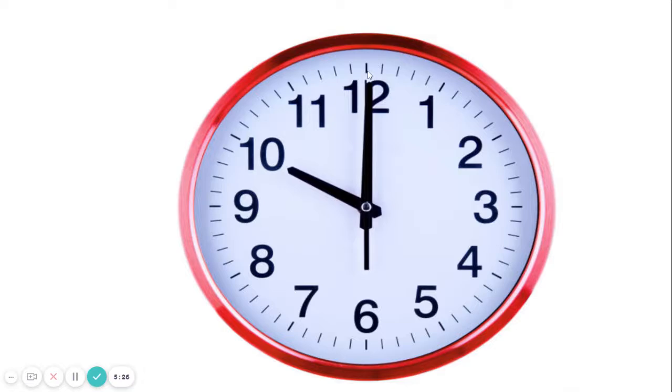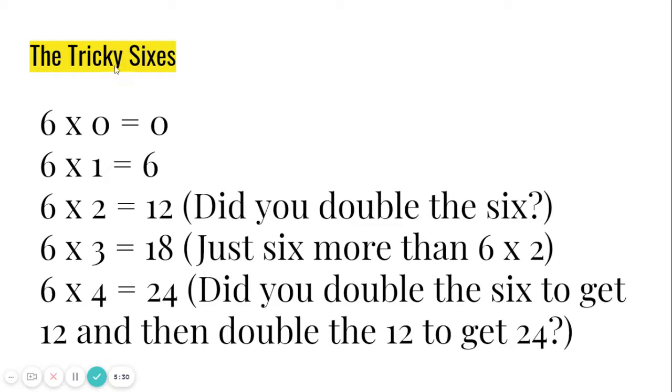And how many minutes in an hour? 60. Okay, now let's talk about the tricky sixes. They're not so tricky once you know a few things. Ready? 6 times 0 is what? 0, because anything times 0 is going to equal what? 0. 6 times 1 is 6. Remember, anything times 1 is going to be that other number. And in this case, it's a what?